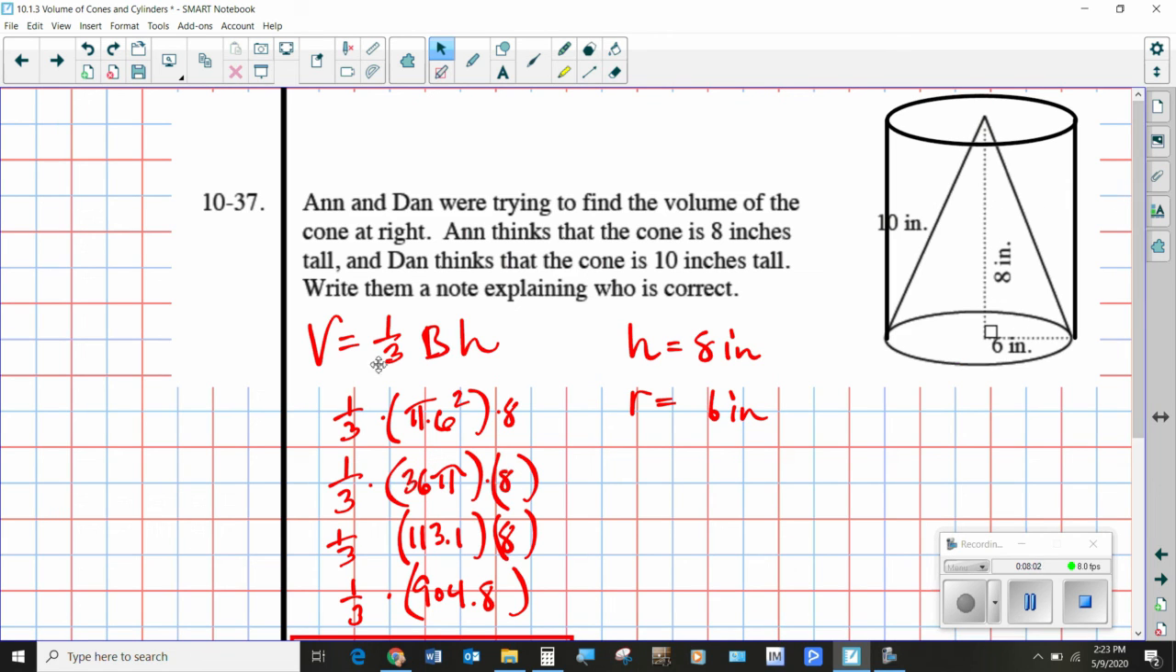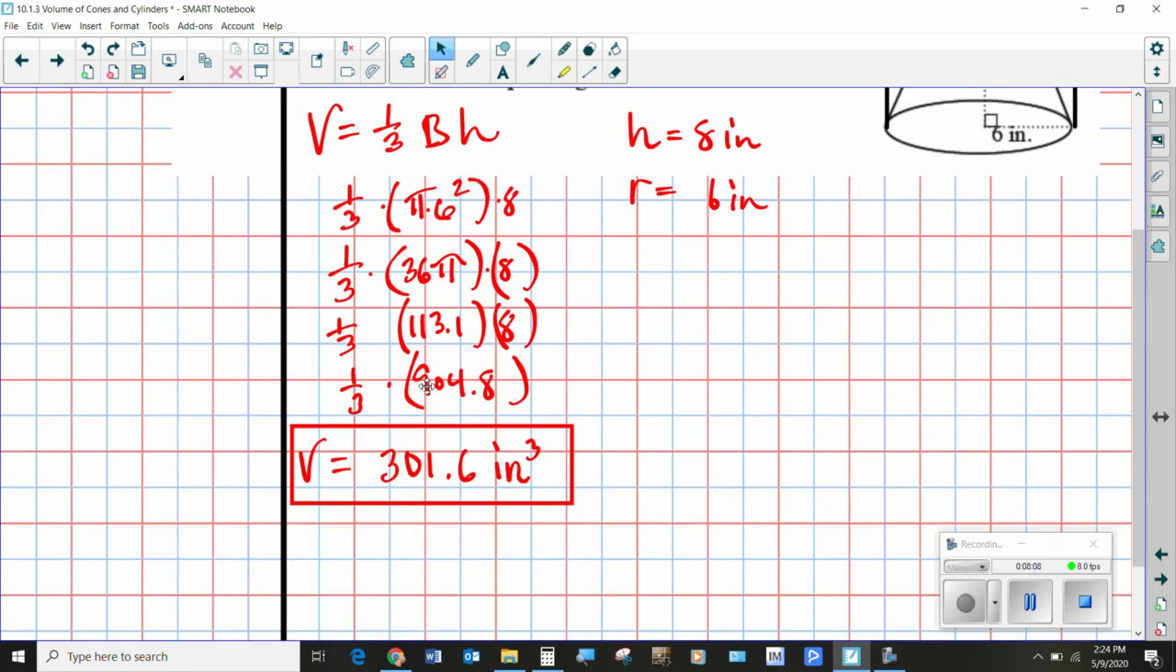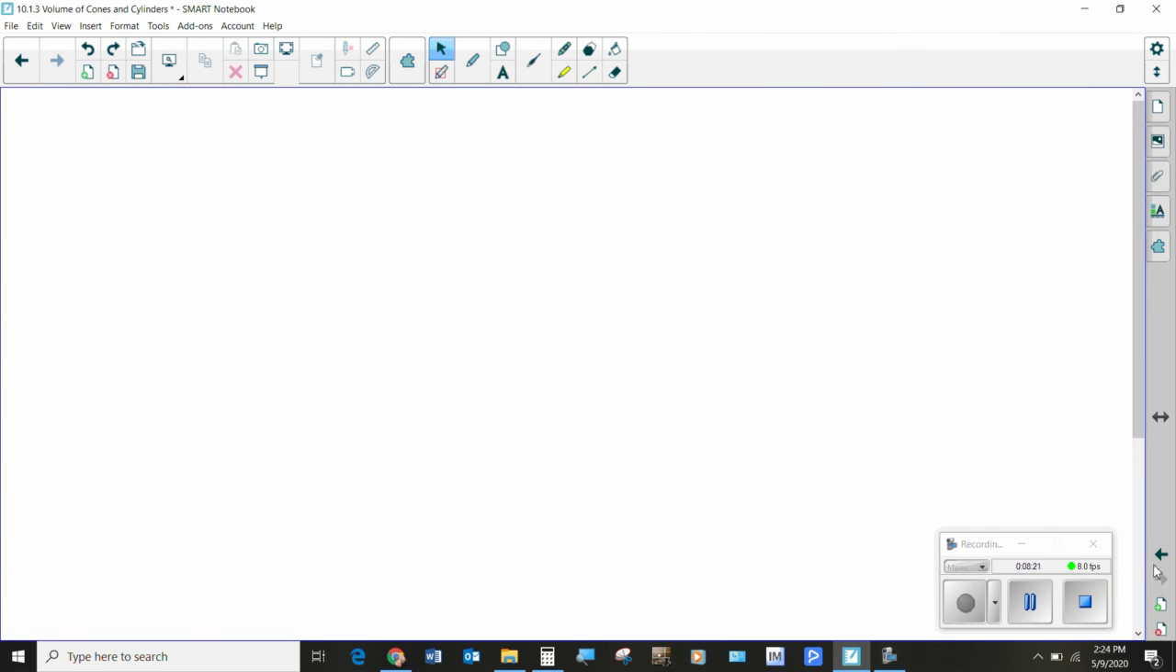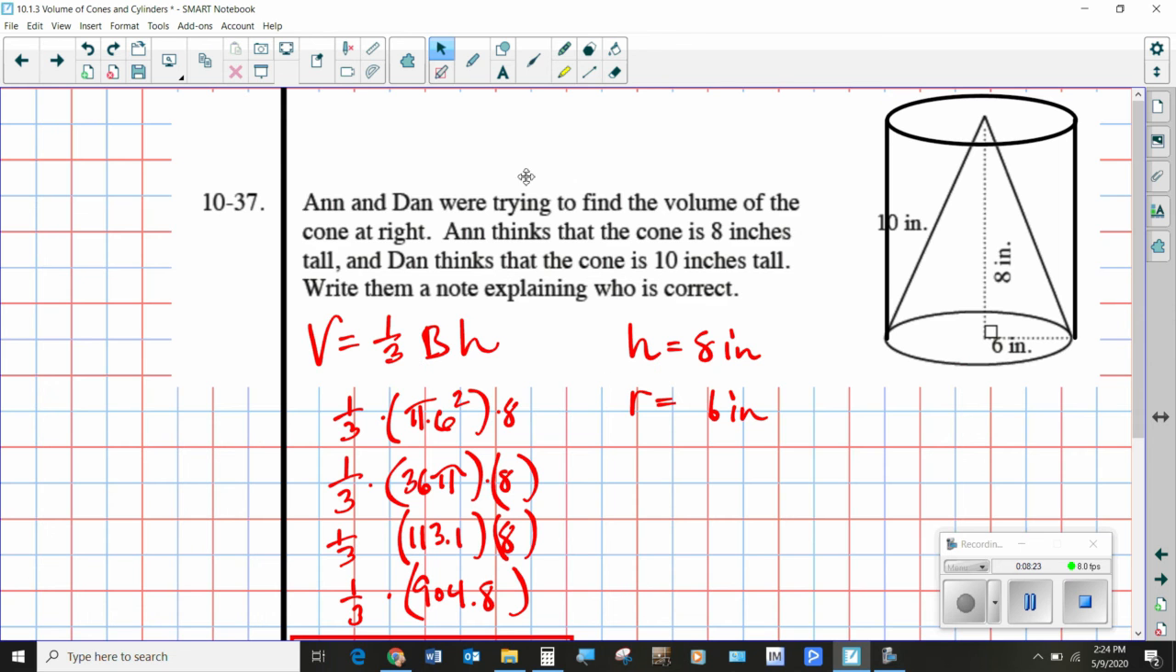But we're not. We're working with the cone. And the cone is 1/3 the volume of the cylinder. So we're going to divide that by 3. Multiplying times 1/3 or dividing by 3 is the same thing. And you should have gotten a volume of 301.6 cubic inches. And that's it.